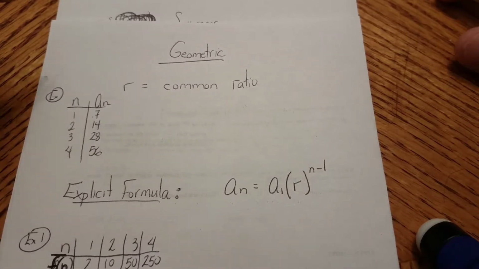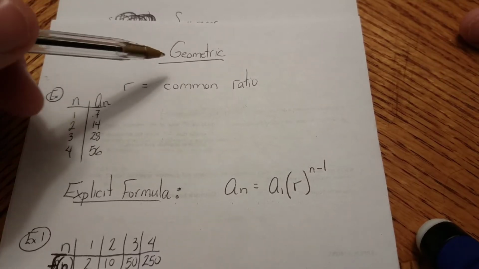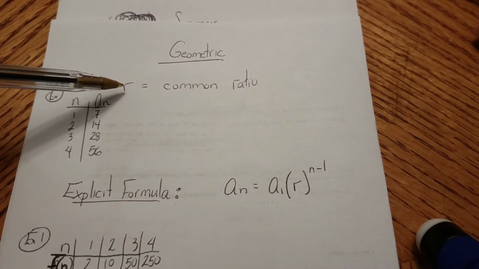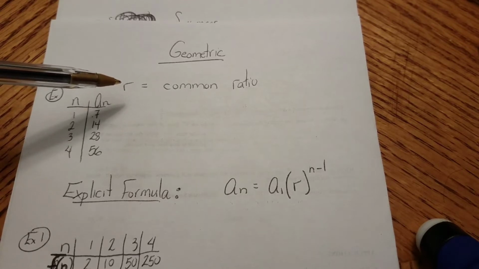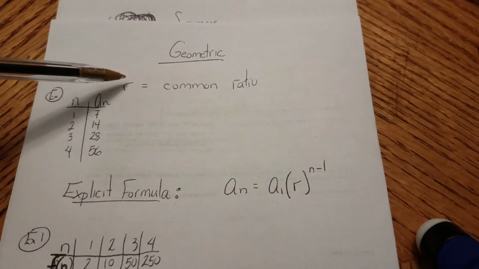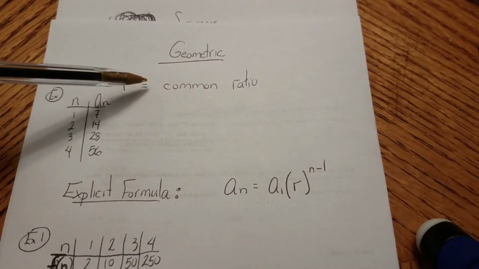Our next series of sequences is called geometric sequences. Well, within geometric sequences, what's different than arithmetic is arithmetic had a common difference, which was an addition or a subtraction of a value. Here with geometric, it is actually a multiplication of a common ratio.